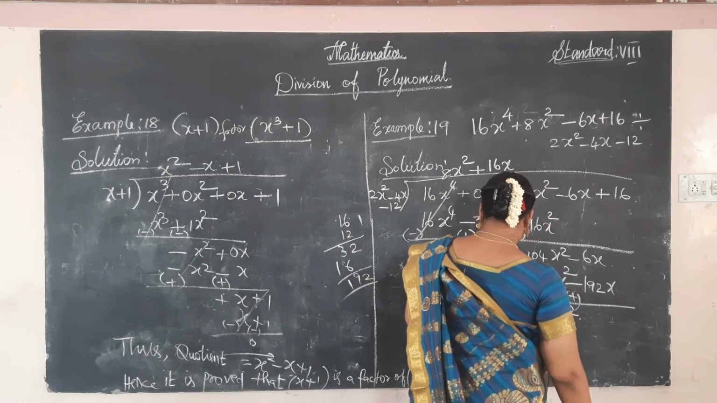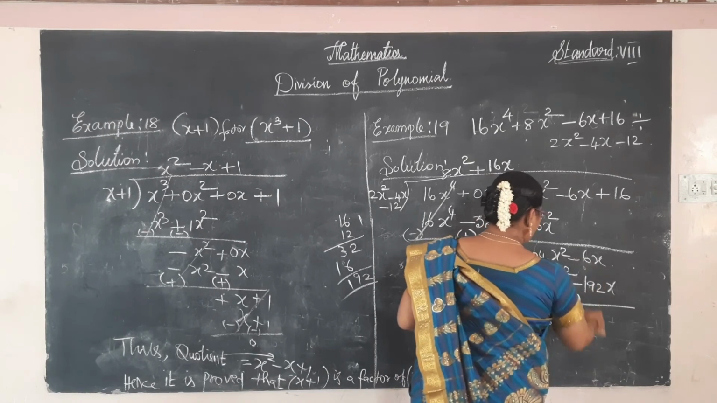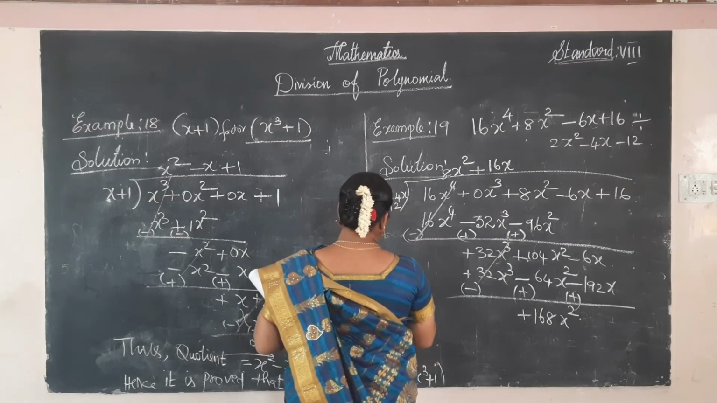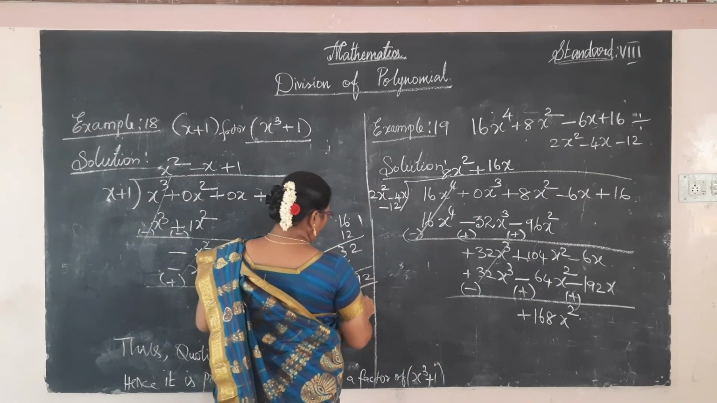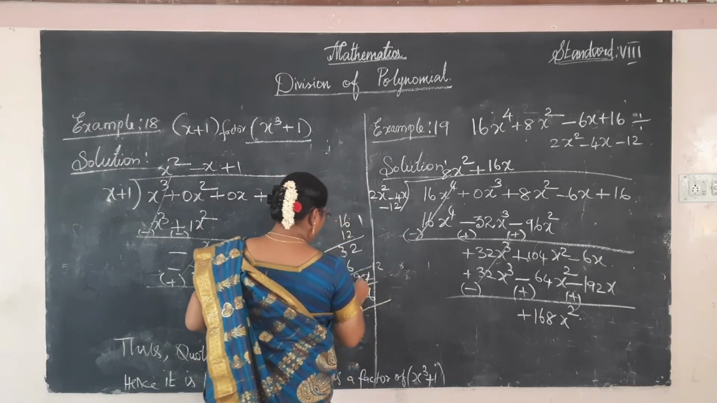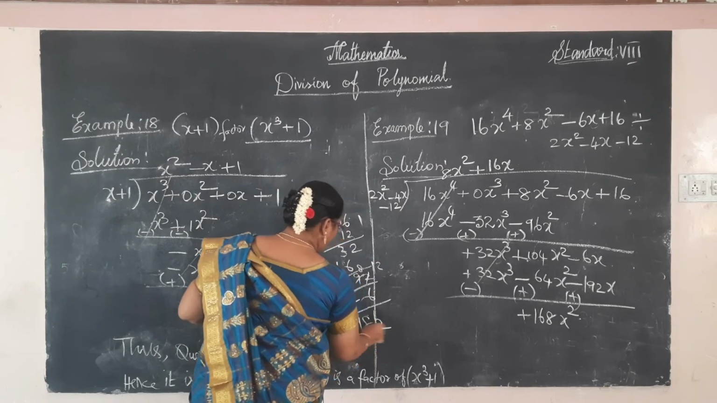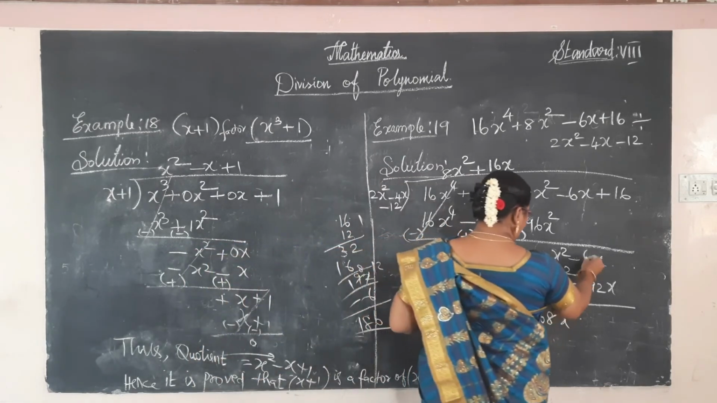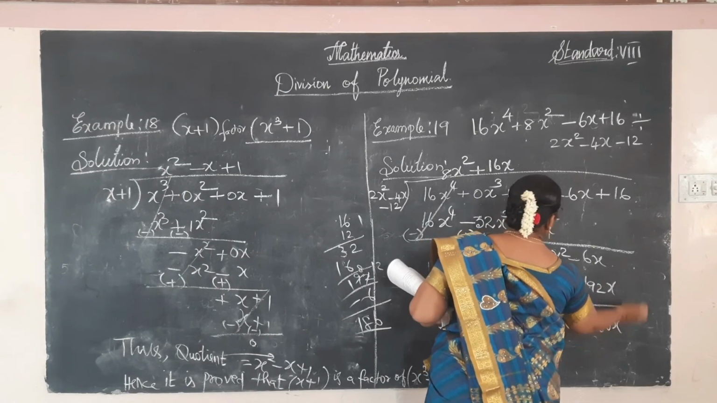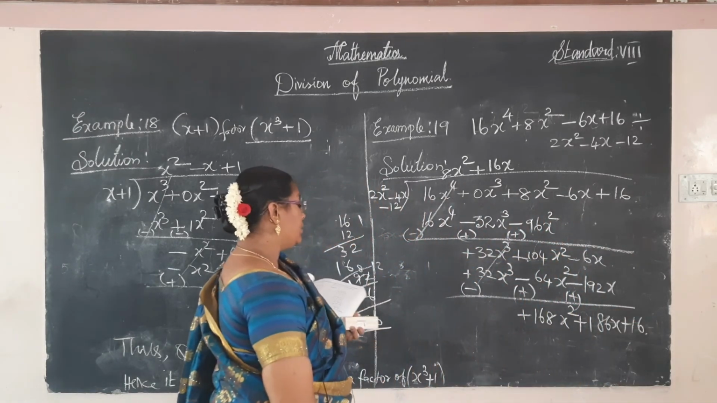And the next one: here negative, here positive. Two different signs. What do we do? Subtract and put the greater number's sign. So 192 minus 6 is 186. The greater number's sign is positive, so plus 186x. Now bring down the constant term 16.